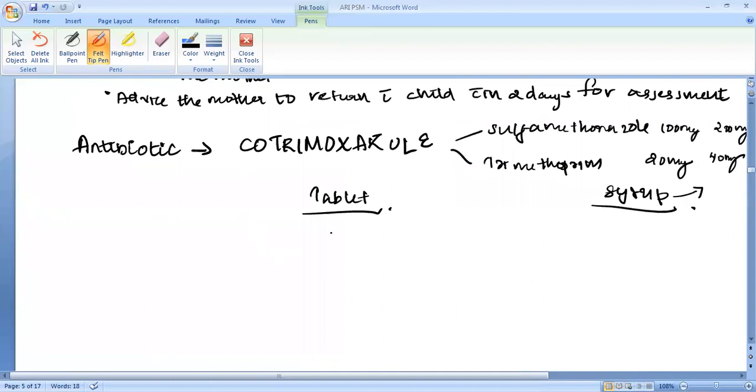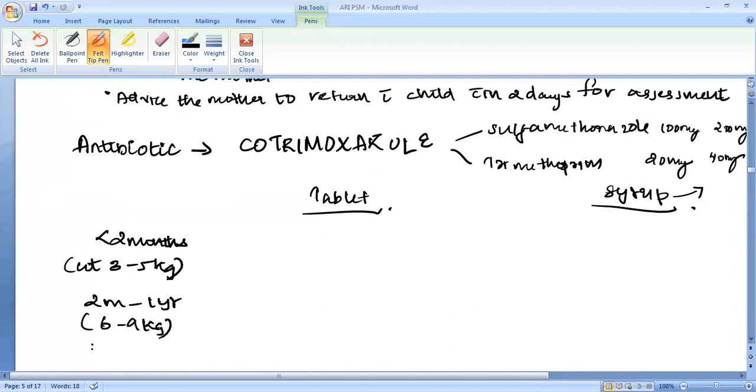Now we have decided to give the tablet to this patient. It's according to age. If this patient is less than 2 months, weight is approximately 3 to 5 kg. If 2 months to 1 year, weight is approximately 6 to 9 kg. If 1 year to 5 years, weight is approximately 10 to 19 kg. So how will you treat?